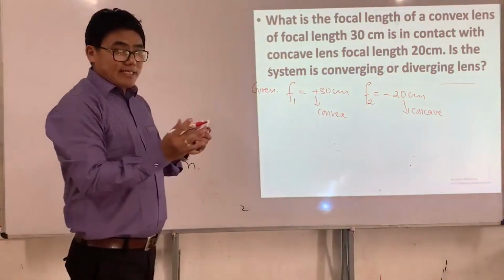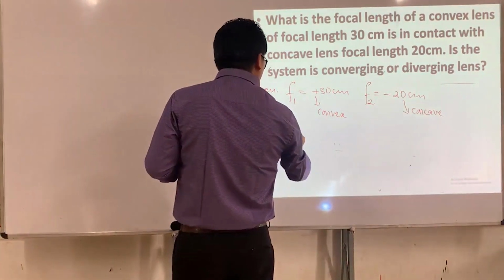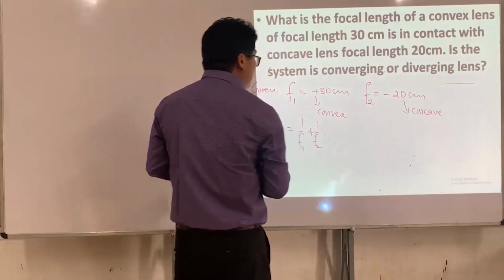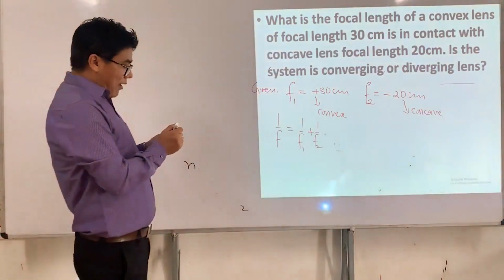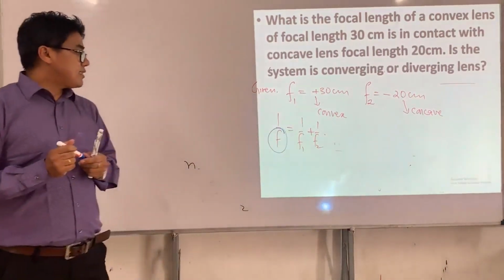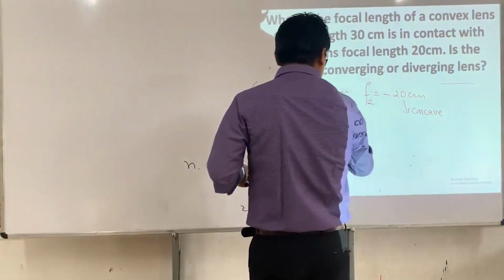Now I have to combine it. So this is how I will combine it. Combination of lenses. We have used a combination of lenses. So our main focus is to find this. This is the combined focal length. So how much is it?